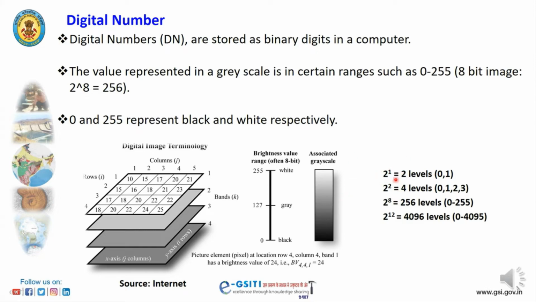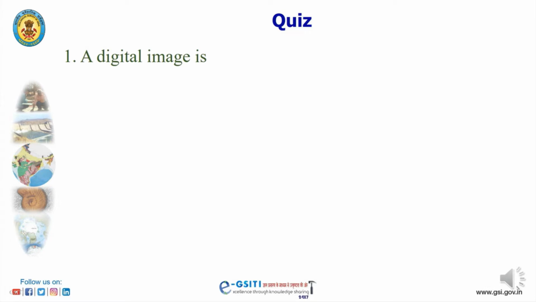Digital number is basically represented in terms of bits. So if you have 1 bit data, you have 2 levels of grayscale, and if you have 2 bit data, then 4 levels. If you have 8 bit data, you have 256 levels of grayscale, and if you have 12 bit data, then you have 4096 levels of grayscale. So you are going to get more and more information as you go from 2 to 12.